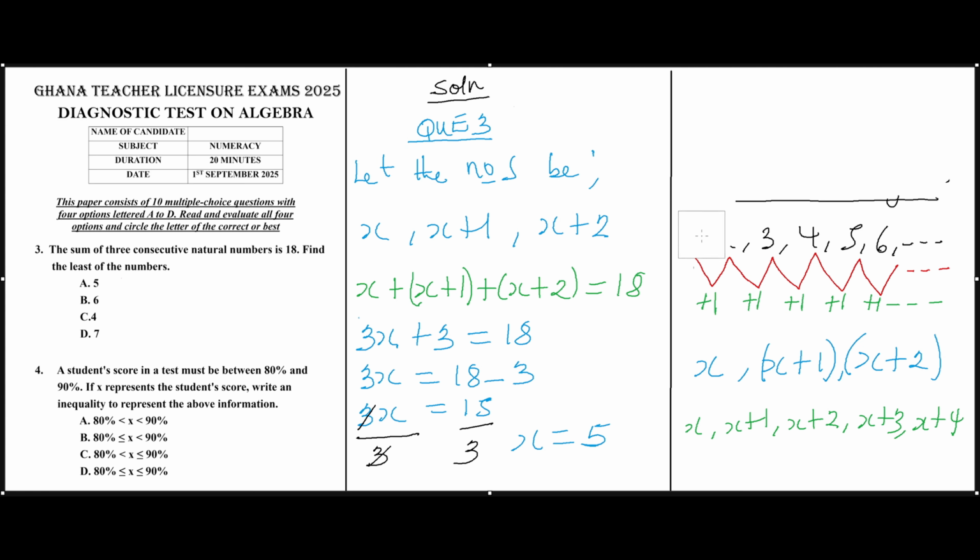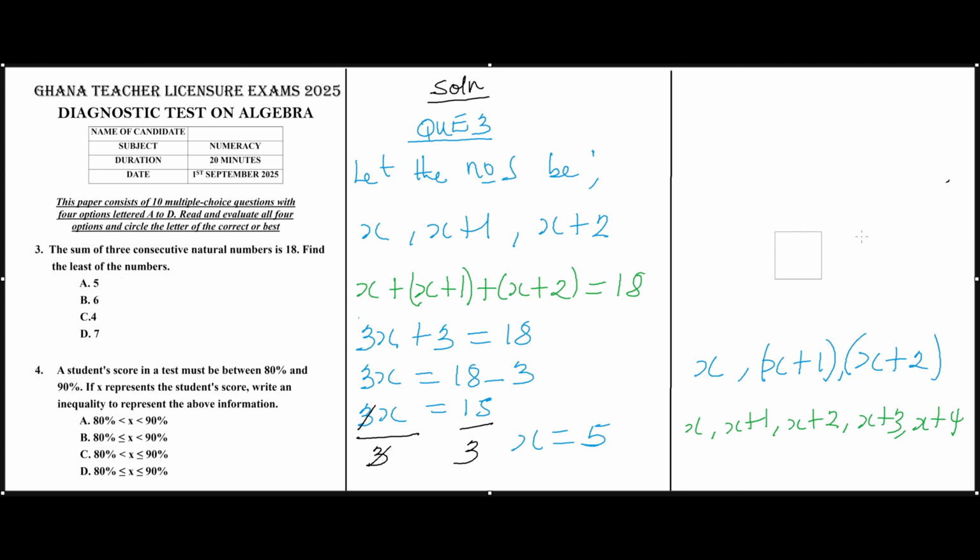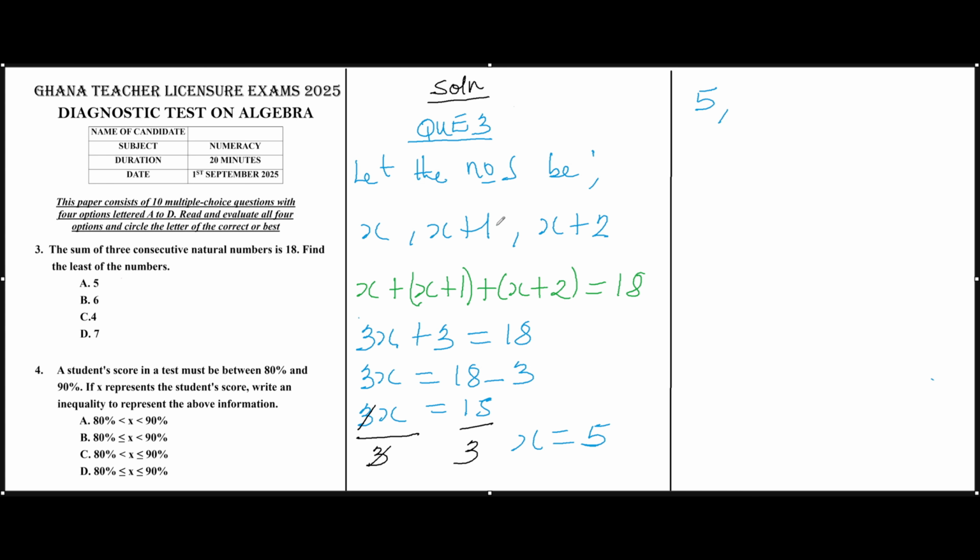So now can we list the actual numbers, the 3 consecutive natural numbers? Now that we know that the first number is 5, yes, we should be able to list them. 3 consecutive natural numbers starting from 5. If the first number here is 5, then obviously 5 plus 1, we have 6, and then 5 plus 2, we have 7. So these are the 3 consecutive natural numbers whose sum is 18.